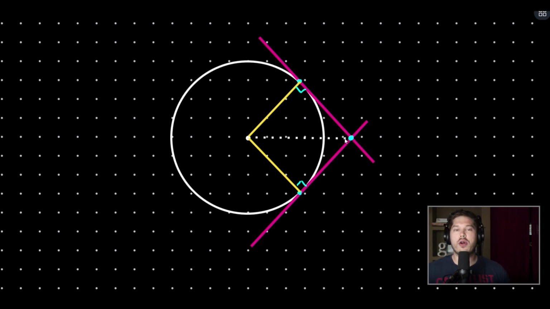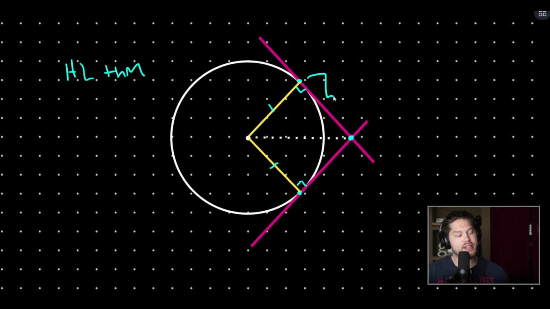And so notice that these two triangles share a hypotenuse. This dotted line is the hypotenuse for both of these triangles. And also notice that they each have a yellow line of radius, which is shared. We know our yellow lines must be congruent with each other. Therefore, by the hypotenuse leg theorem, these two triangles are congruent.